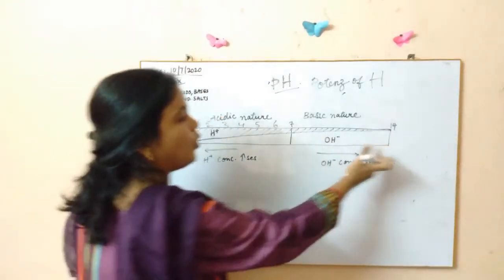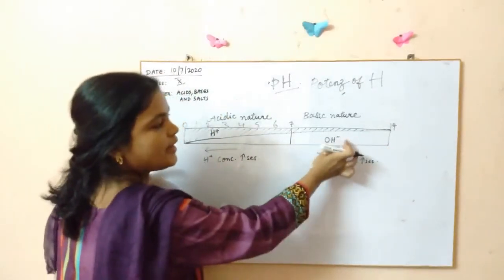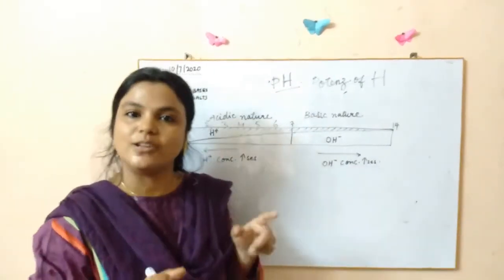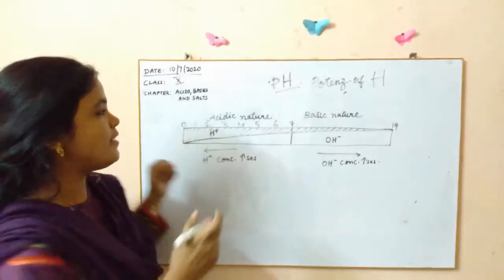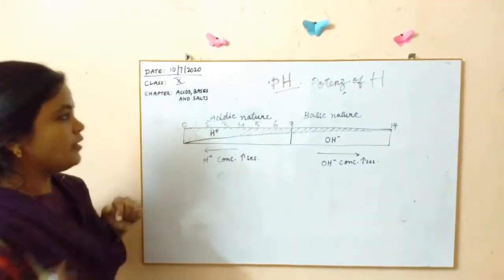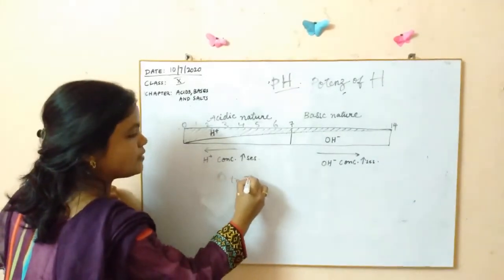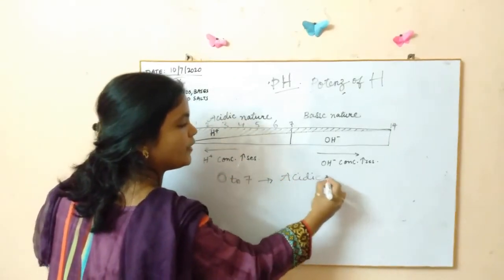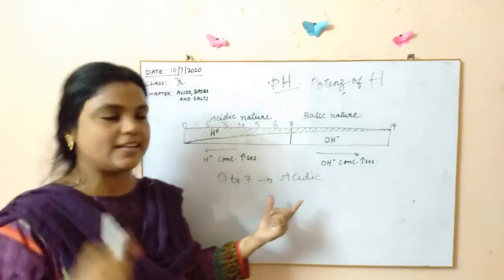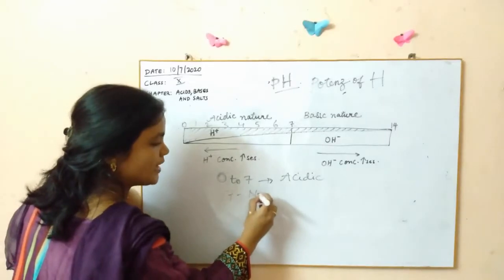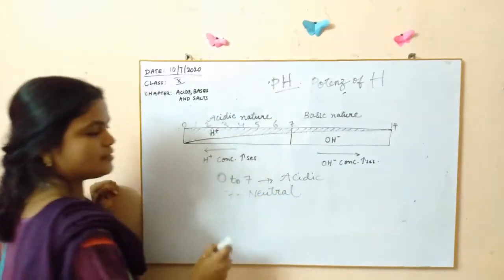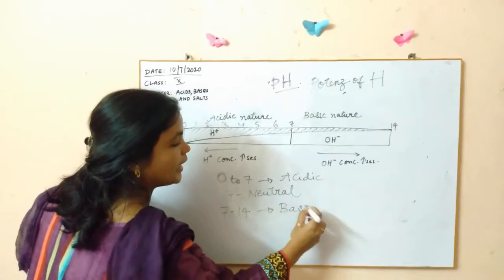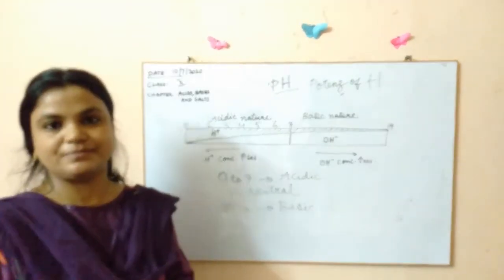Now, as you go from 14 to 0, the hydroxide ion concentration decreases. From 7 to 14, the basic nature of the solution increases. So we can say that values ranging from 0 to 7 determine the acidic nature of the substance. And 7 is neutral actually, children. So 7 is a neutral substance like salts. And values ranging from 7 to 14 indicate the basic nature of the solutions. Do you understand this, children?